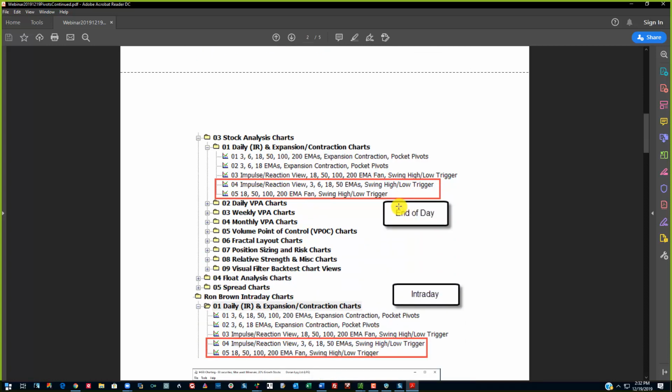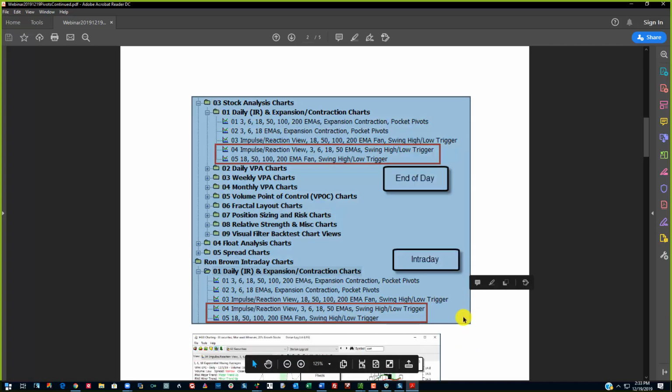I did add another chart here, which I'll show you. This chart was in the files the last time. I added another chart today because I wanted the fan visible, the 18, the 50, 100, and the 200-day exponential moving averages. This one above has the 3, 6, 18, and 50. But stocks that are on long-term trends have what's called a fan formation, where the exponential moving averages are all stacked. So I wanted to have that chart included. That's why it's in there.